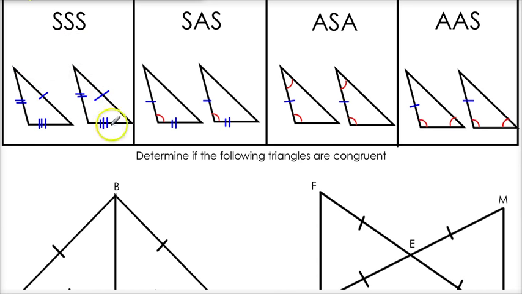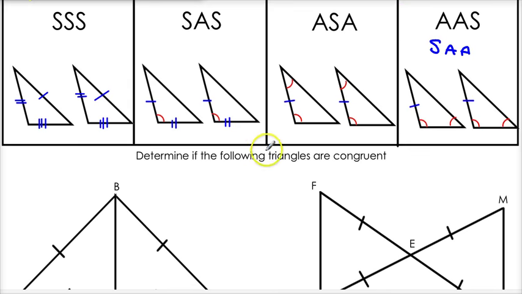Right? 3 sides are congruent in 2 triangles. A side, an angle, and a side with the angle in the middle are congruent. Angle, side, angle, and angle, angle, side, which, by the way, is the same thing as side, angle, angle. Doesn't make a difference. All right? So if you did side, angle, angle, whatever.